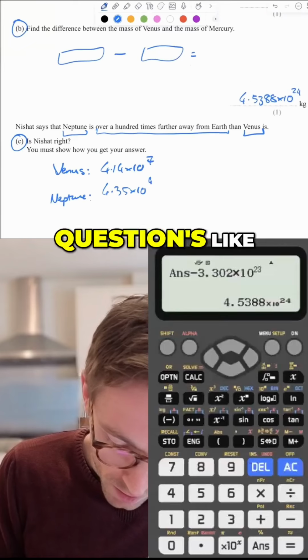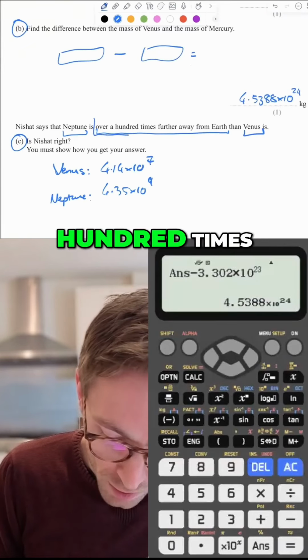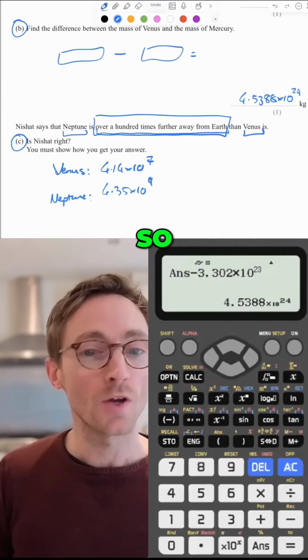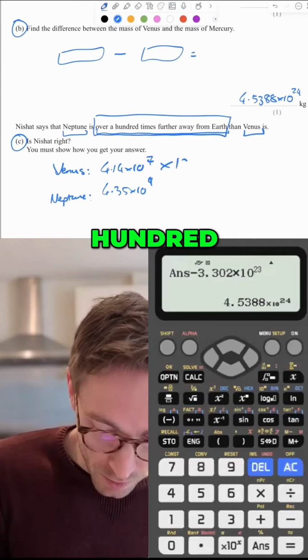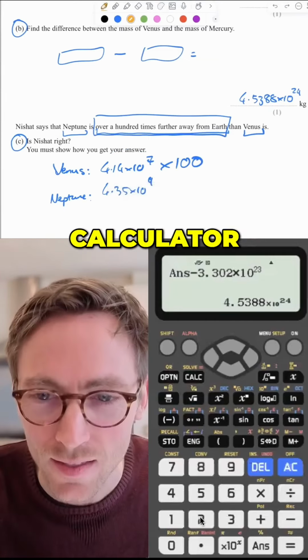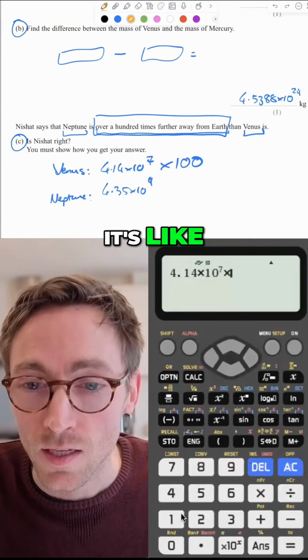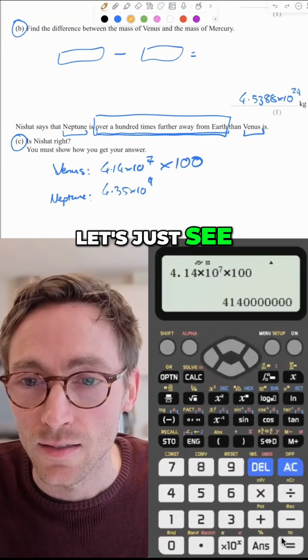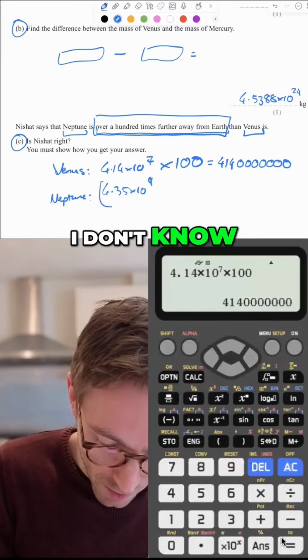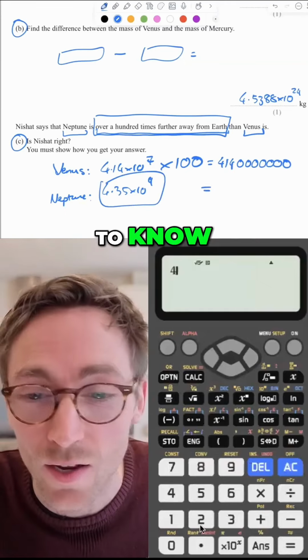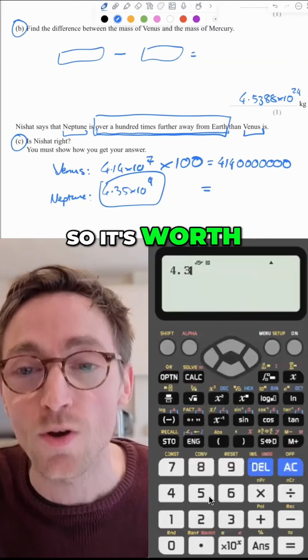Okay. And the question's like, is Neptune over 100 times further away than Venus is? So is this one 100 times bigger than this or not? So what if we times this one by 100? We can do that on our calculator. So 4.14 times 10 to the 7 times 100 is like, well, how big is that? Let's just see. It's that. And you might be asking, well, I don't know how big this one is. I've got no idea. Well, guess what? You don't need to know. You've got a calculator. So it's worth trying it.